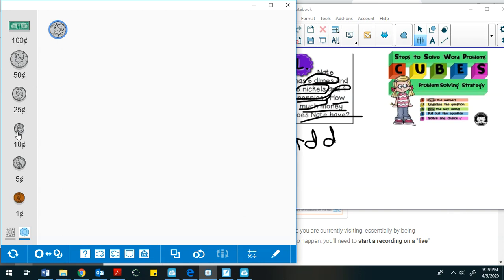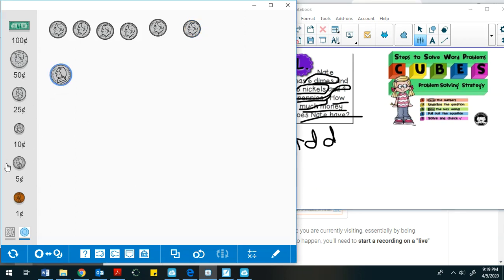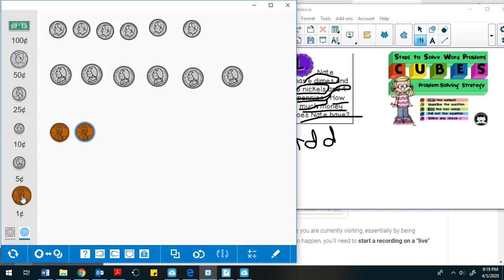So Nate had 6 dimes. So we're going to get 6 dimes. Looking at my problem, he had 3 nickels. So we're going to get 3 nickels. And he had 9 pennies. So I'm going to get 9 pennies.